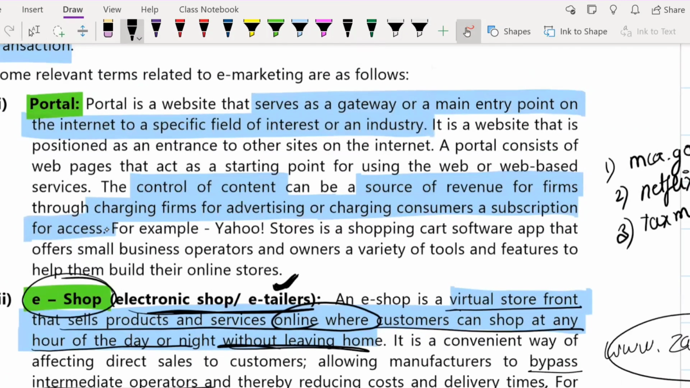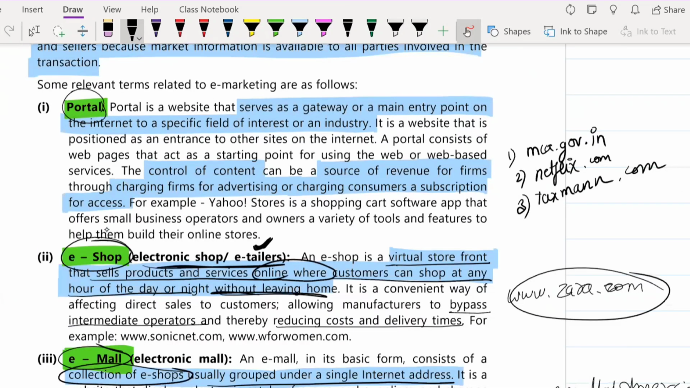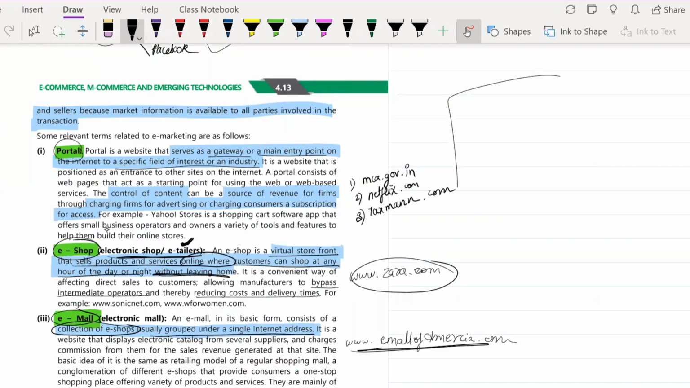Now what is a portal? A portal is a gateway or a main entry point on the internet to a specific field of interest or an industry. This is the internet, and in this internet there will be a specific field or an industry. The portal will be a blockage to it. That means if you have to enter into it, this will be your gateway.